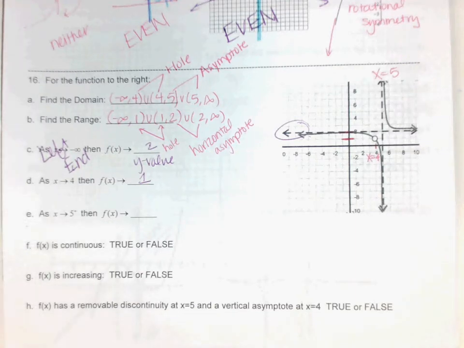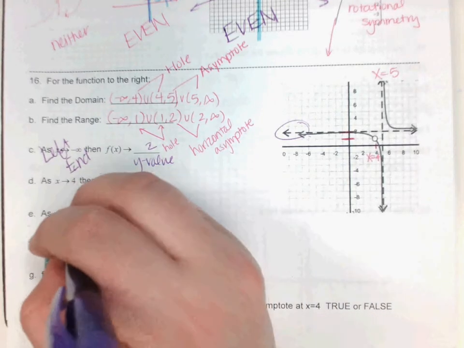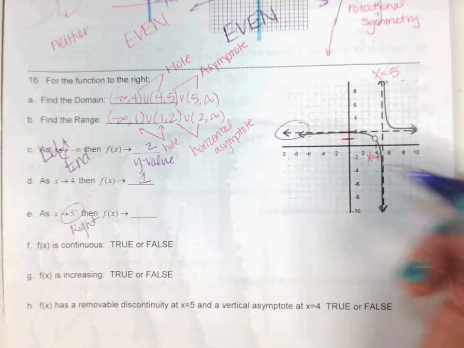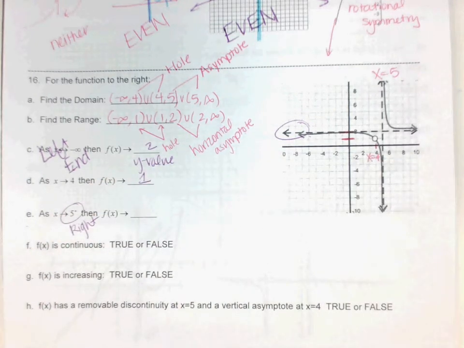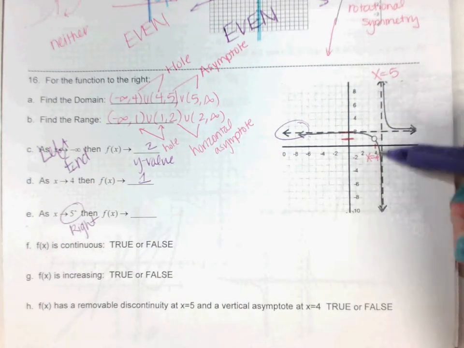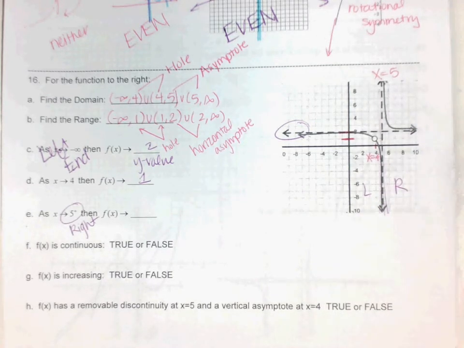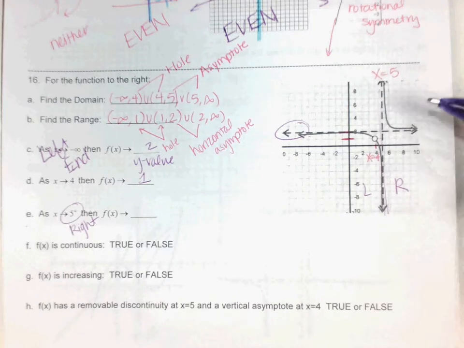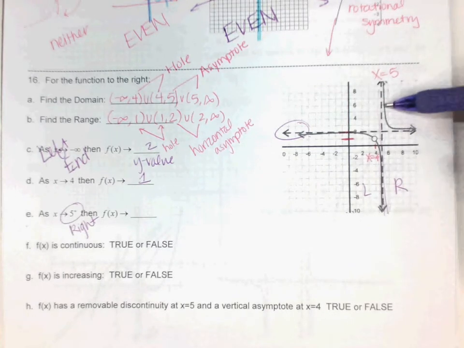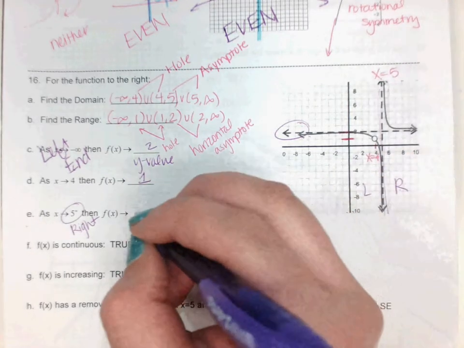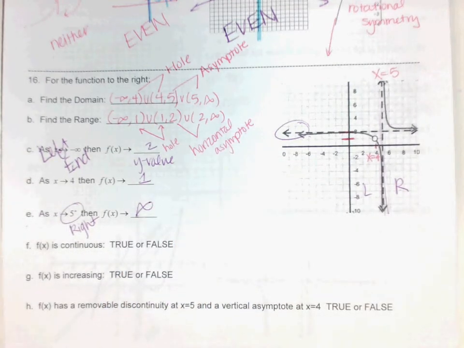Okay, then x approaching 5 from the plus side, is that left or right? The plus side is the right side. So if I'm looking at my x equals 5 line, this is the left side, this is the right side. So as I get closer on the right side, am I pointed up or down? Up to infinity.